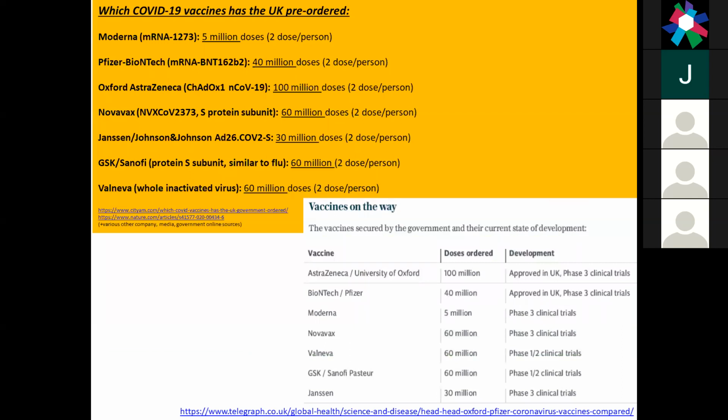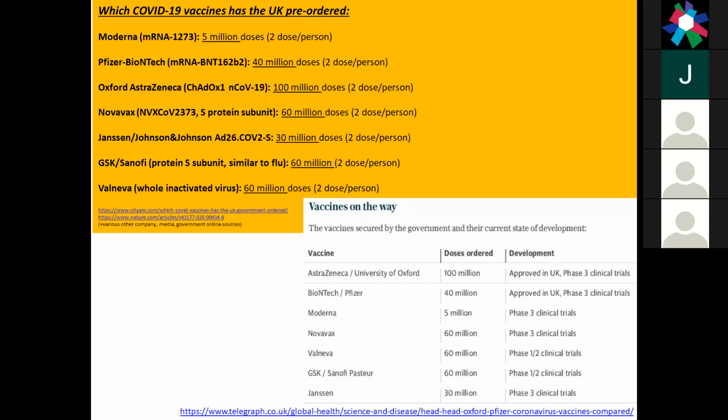So here's the nitty gritty. You can order that many millions. They've actually ordered so much vaccine that they can vaccinate the whole population twice over. The current phase of the trials is shown in the bottom right there. Of course, Moderna has now been approved in the US and UK, and the others, Novavax, Valneva, GSK, and Janssen are on the way.